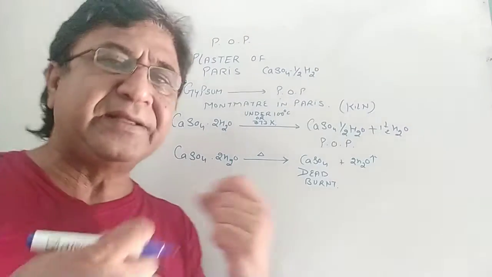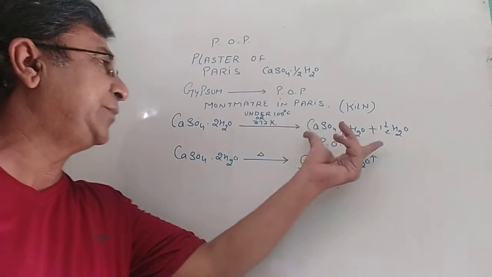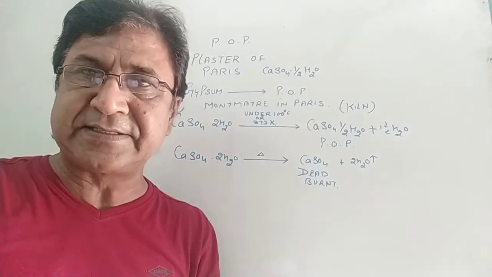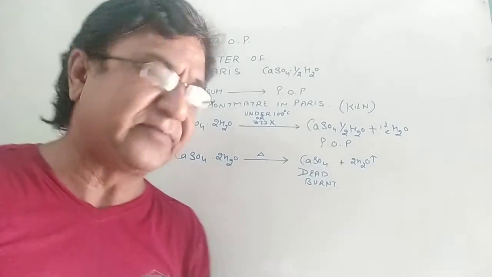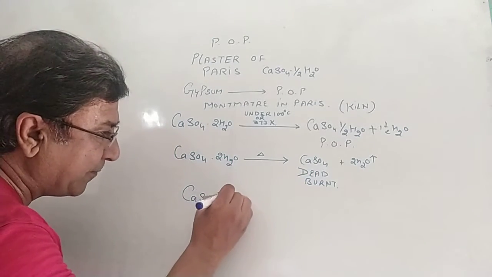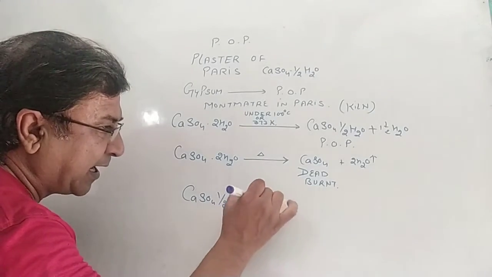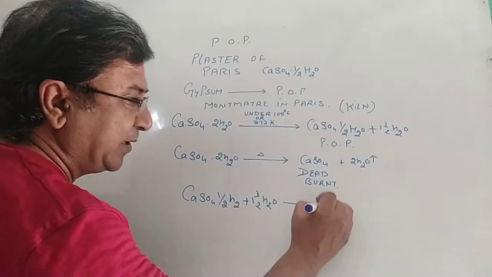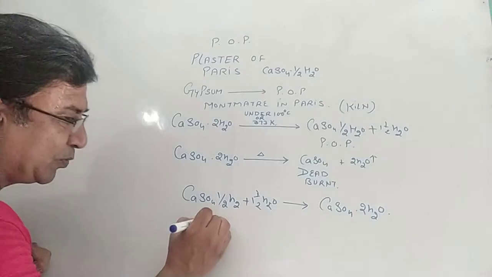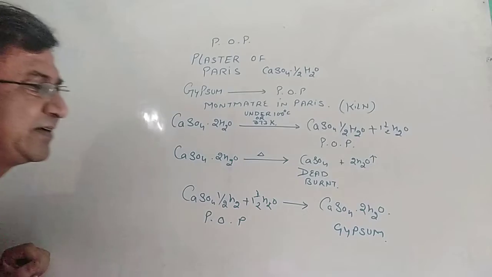The same question can come in other forms. Why should POP be placed in moisture-free containers? It should not be kept in moist condition. Why? Because if it is placed in moist condition, it will gain 1.5 molecules of water and again become gypsum. So POP to gypsum can also happen. It is a reversible reaction.